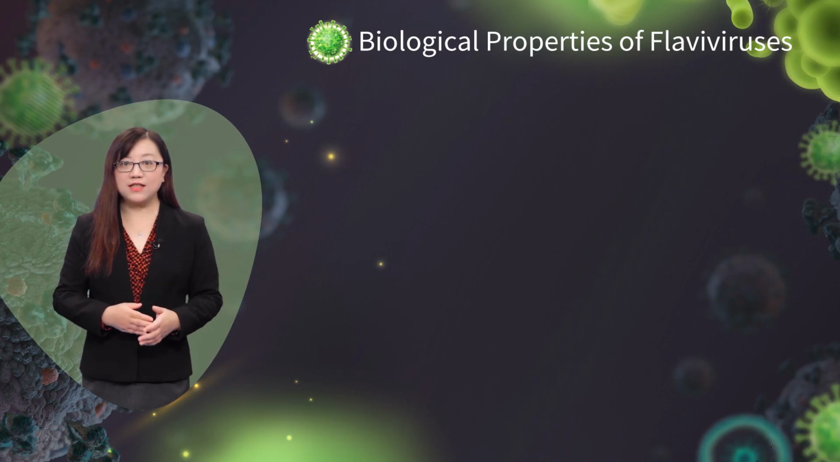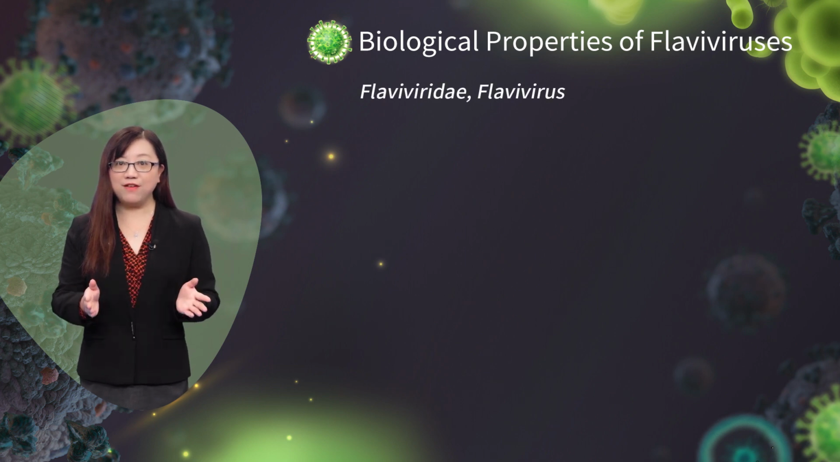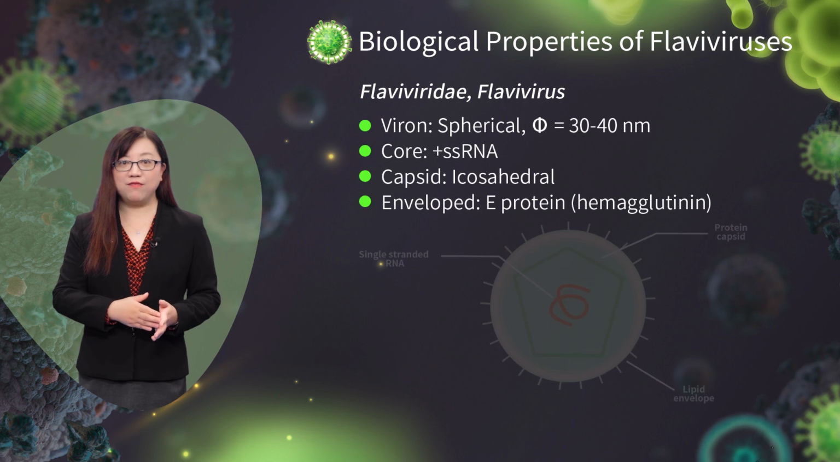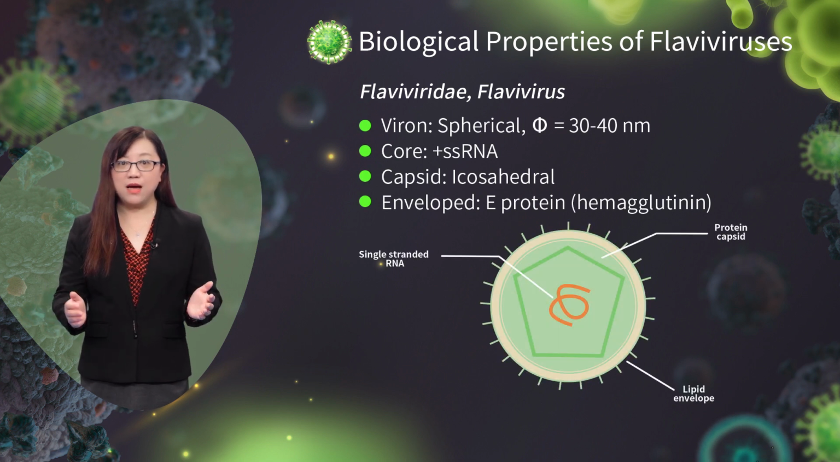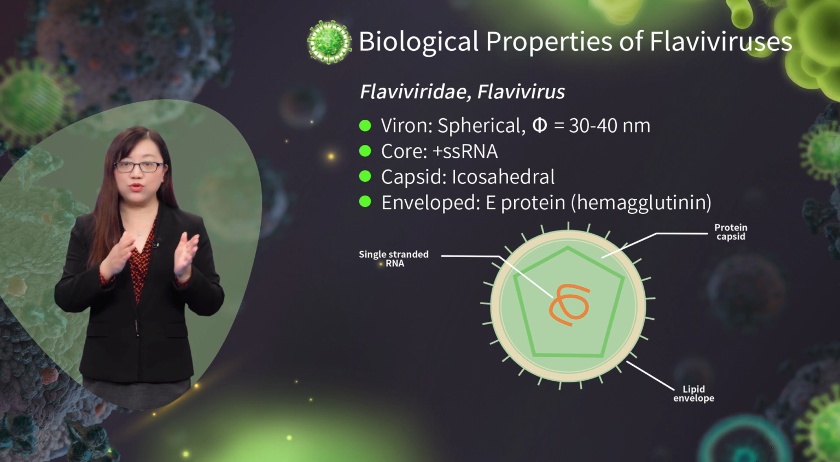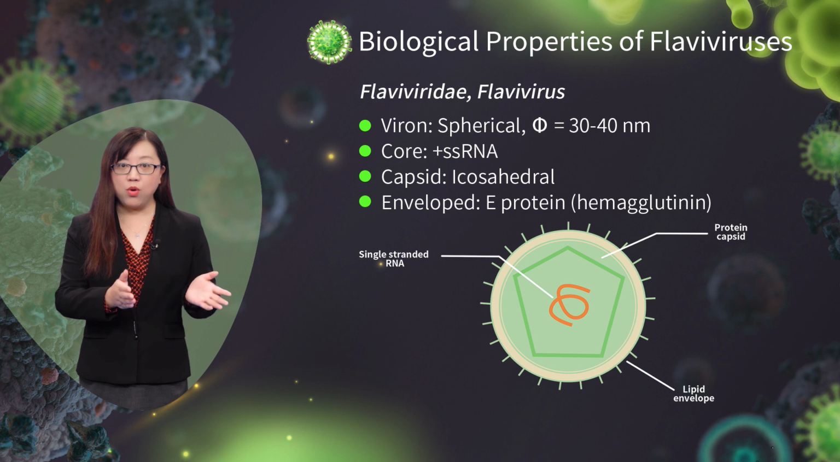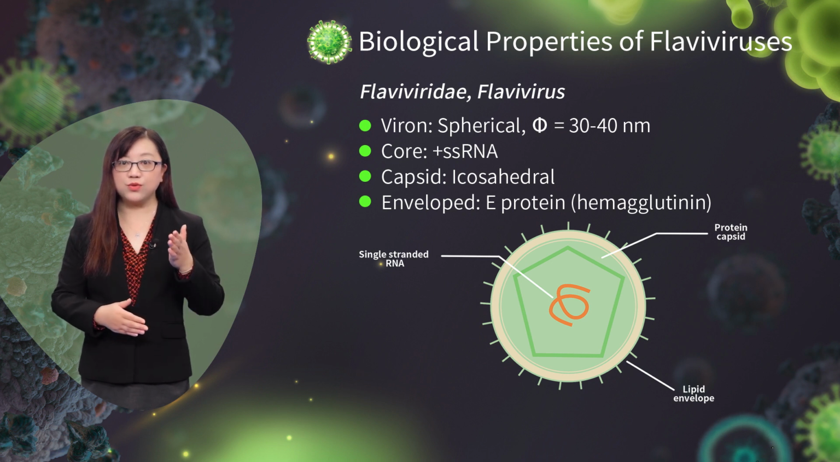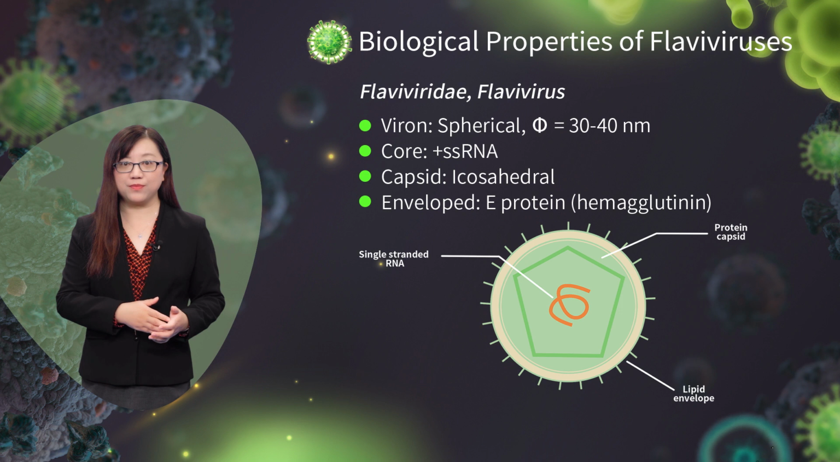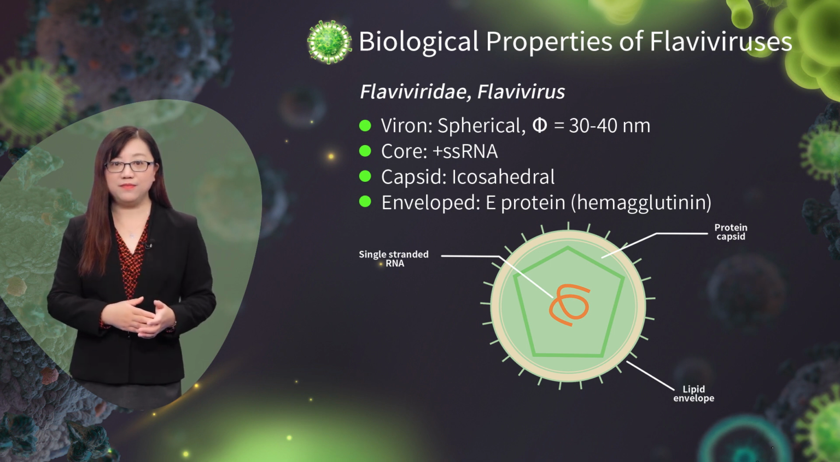Dengue virus is a member of the virus family Flaviviridae. Flavi means yellow. Flaviviruses are characterized by an icosahedral nucleocapsid surrounded by an envelope and a single-stranded positive sense RNA genome. They are small viruses with 30 to 40 nanometer diameter. The E protein on the envelope has the hemagglutinin activity.